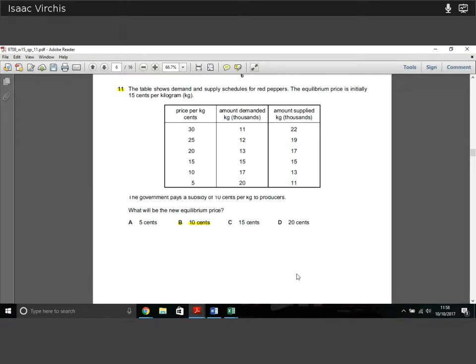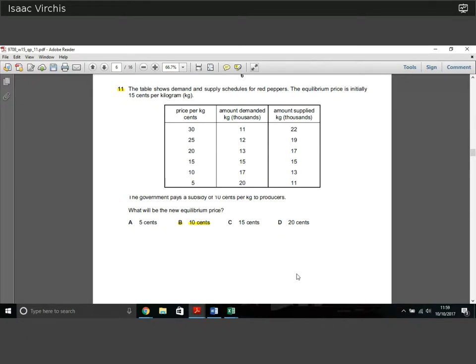That means that the producers are basically being paid 25 per kilo, essentially, so they want to supply 19. However, clearly at this point, there's an excess in supply when the price per kilo is 25. There's 12 demand, so that's how it works. So you need to find a price in the middle, and you can see that the new equilibrium price is going to be where the price per kilo is 10.